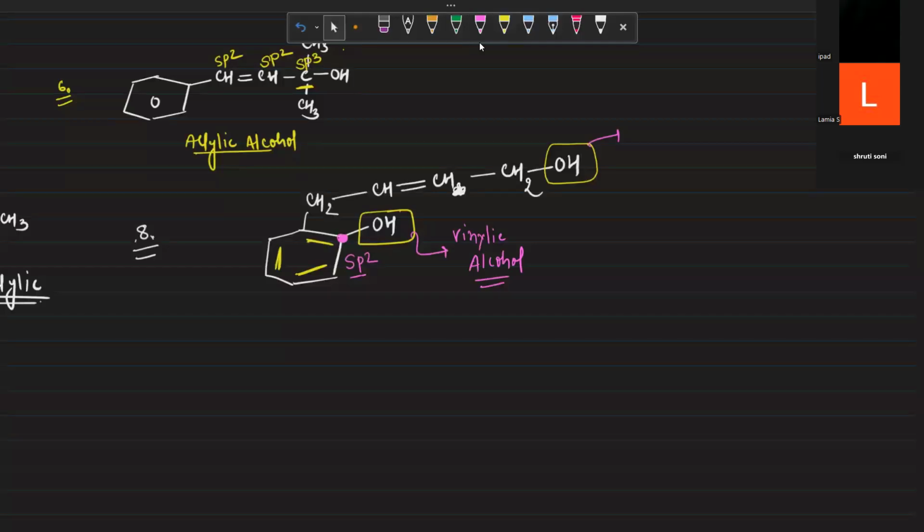How are we checking? We check the carbon first. The carbon attached, is it sp3 or sp2? sp3. Yes. And it is attached to a carbon which is sp2, right? Yes. So tell me, is it vinylic, allylic, or any other?